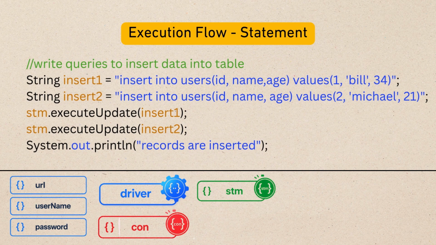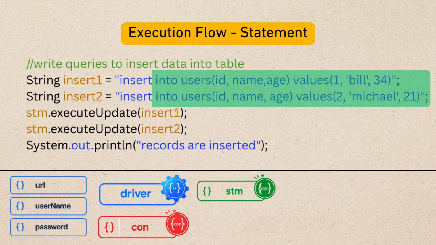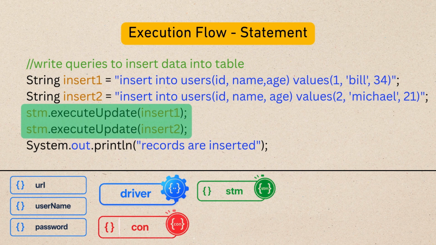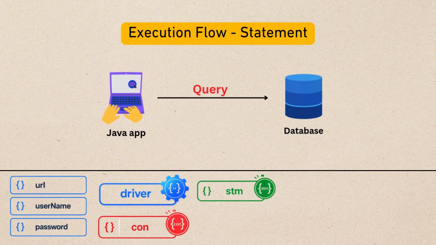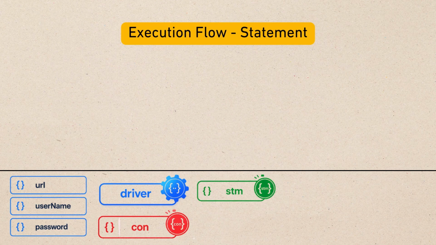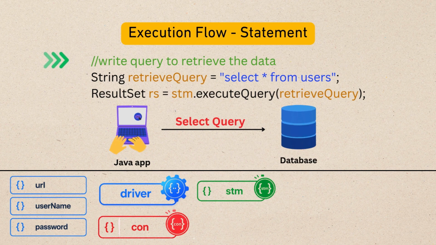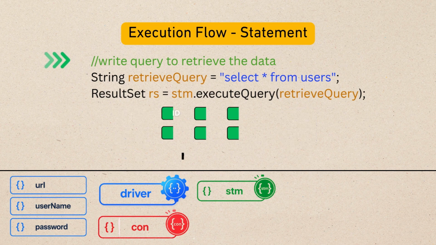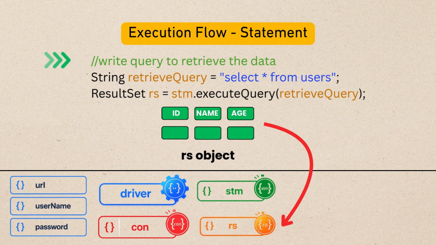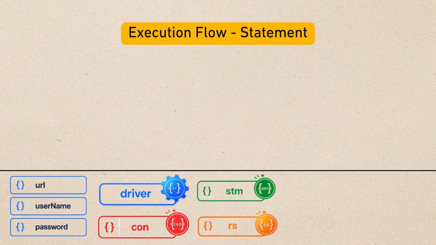Next, we write insert queries. Then we again use executeUpdate method for each query. Each time the query is sent to the database and the records are added to the table. After that, we print a message saying records inserted. Now we write a select query to get the data. Then we call executeQuery. This method runs the select query and gives the result as a ResultSet, which we store in rs variable.